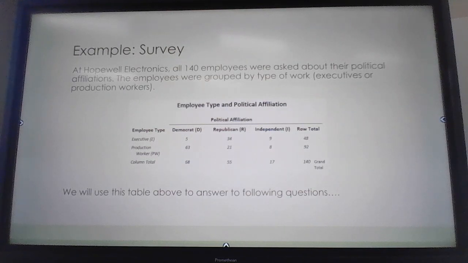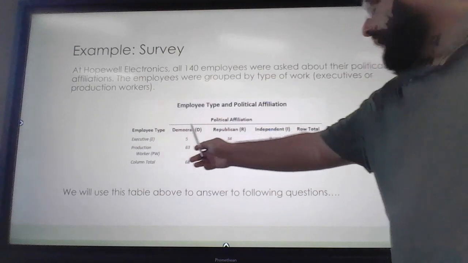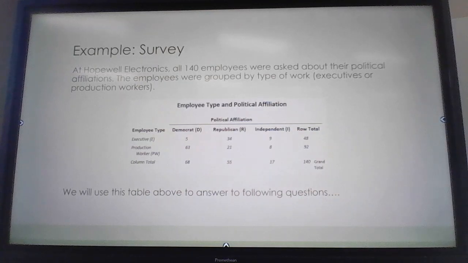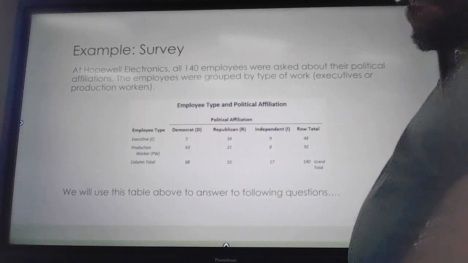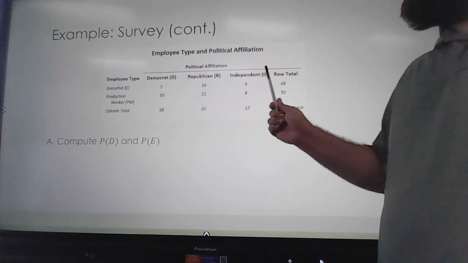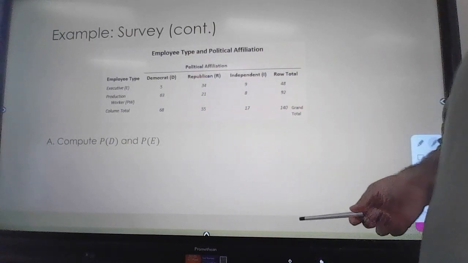So here's an example. At Hopewell, all 140 employees were asked about their political affiliations. The employees were grouped by the type of work, executives or production workers. So here's the contingency table. You have employee types, you have political affiliations, and then you have totals for the rows and totals for the columns, and then you have your grand total here in the corner.